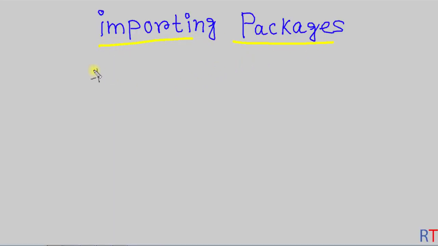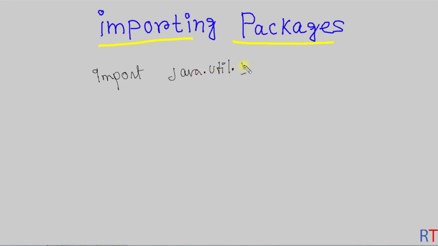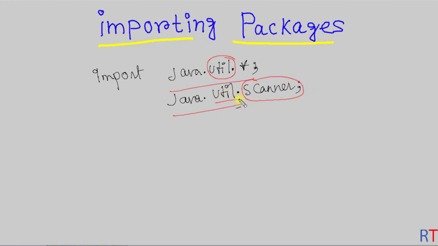In Java we can import packages, so we have to write the import keyword followed by the name of the package, like java.util.*. This statement will import all the classes from inside the util package, but we can also import one specific class from inside the util package. In that case we have to write java.util. and then the name of the class, like Scanner. So this statement will import only the Scanner class from inside the util package.